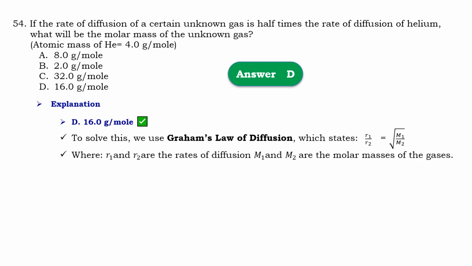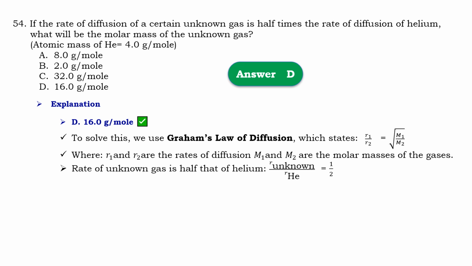To solve this question we use Graham's law of diffusion, which says that the rate of diffusion of gas 1 over the rate of diffusion of gas 2 is equal to the molar mass of gas 2 divided by the molar mass of gas 1, all under a square root. So that should be D. We work with this formula.